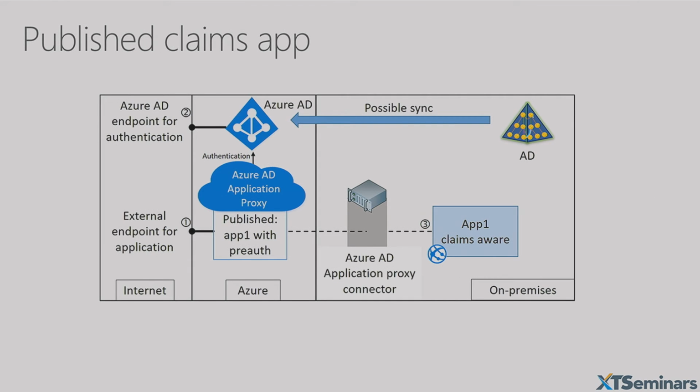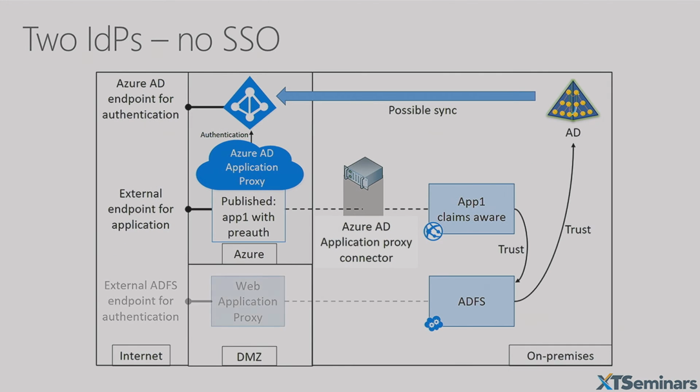So what happens here is, if we've got a claims-aware application, we need to tell it to redirect people for authentication to an STS. So one option is to do this. We've got our application, which we've published through the Azure portal, and to get through the portal, we go up to Azure to authenticate. And then the application itself is trusting ADFS. So what's going to happen is we're going to, first of all, go to Azure AD, get through the edge, and then we're going to go to our ADFS internally to get the token for the application. So we're going to be faced with two sign-ons.